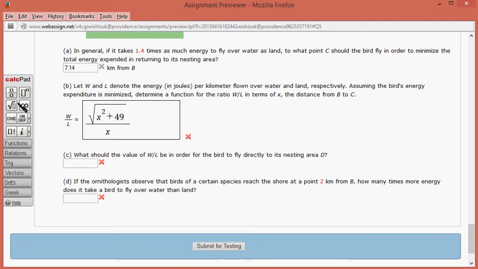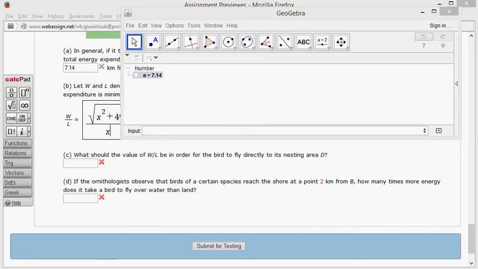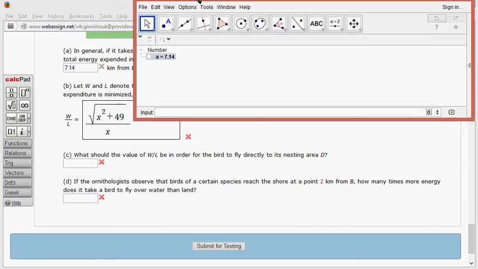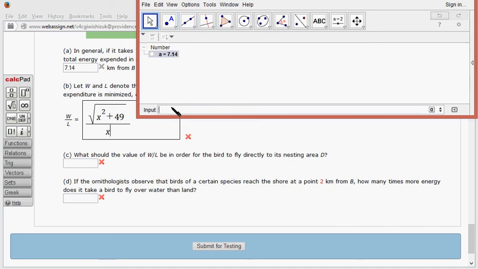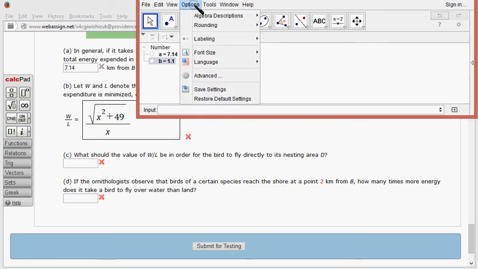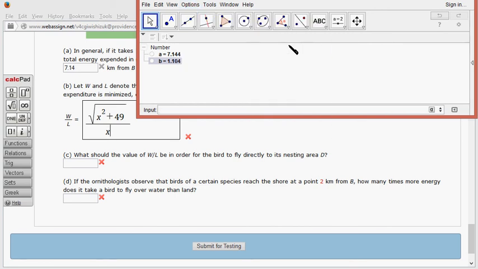Then part C: what should the value of W over L be in order for the bird to fly directly to the nest area? So we want x to be 15. I'm going to use GeoGebra. We want x to be exactly equal to 15, so it's the square root of 15 squared plus 49, over 15. So it's about 1.1. Let's see, rounding, 1.10.